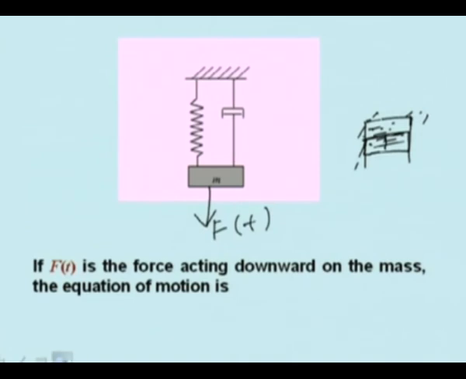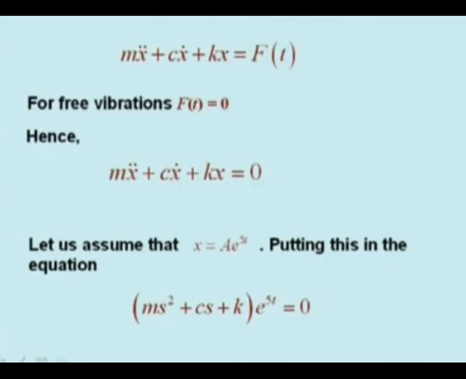So therefore now the equation of motion is m x double dot plus c x dot plus kx is equal to Ft. That means, if we apply the D'Alembert principle, or Newton's law, mass times acceleration is equal to Ft minus c x dot minus kx.